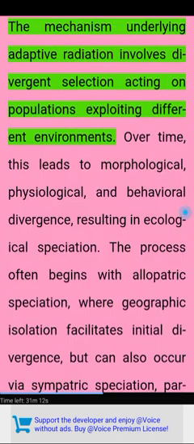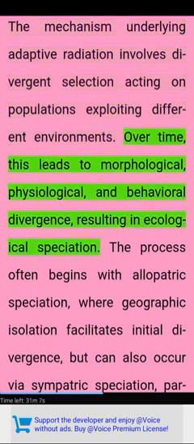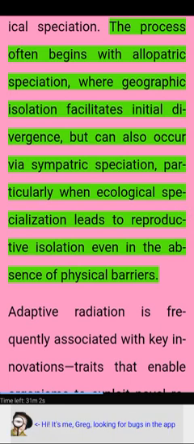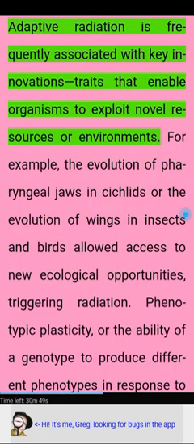The mechanism underlying adaptive radiation involves divergent selection acting on populations exploiting different environments. Over time, this leads to morphological, physiological, and behavioral divergence, resulting in ecological speciation. The process often begins with allopatric speciation, where geographic isolation facilitates initial divergence, but can also occur via sympatric speciation, particularly when ecological specialization leads to reproductive isolation even in the absence of physical barriers.